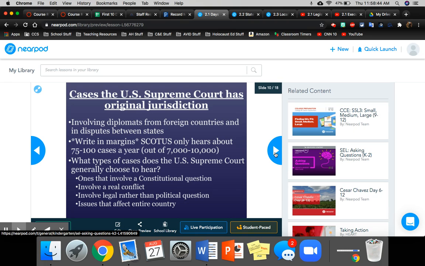The types of cases they normally choose to hear involve ones that have a constitutional question. We'll jump more into this later on in Unit 4. But these are ones where someone claims that a right guaranteed to them in the Constitution has been denied them. One that involves a literal conflict between two parties, something that involves a legal rather than a political question, so something dealing with law, and issues that affect the entire country.